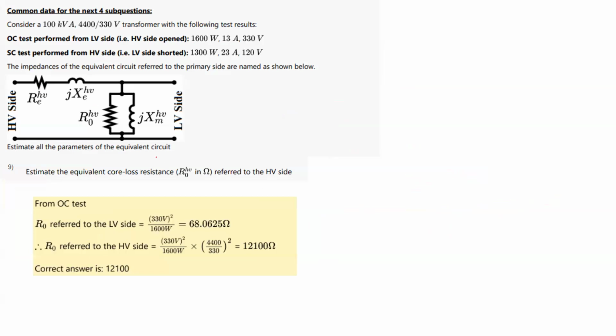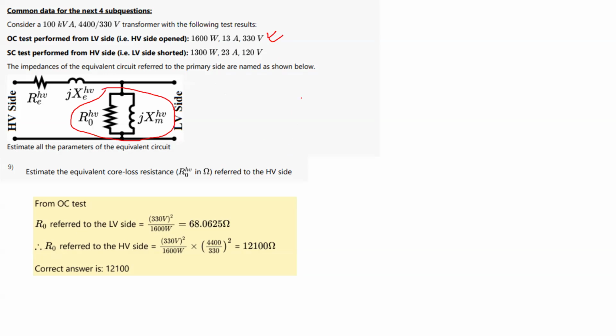Okay, now we come to this. We have to determine the core loss resistance referred to the HV side. Now we understand that the OC test, which gives us these parallel parameters, is done on the LV side. So if we use the formulas as per that, we have to again transfer it by multiplying it by the proper multiplication factor to the HV side. Okay, so let us first use this data which is available on the LV side, and then whatever resistance we get, we can transfer to the HV side by properly multiplying by the multiplication factor.